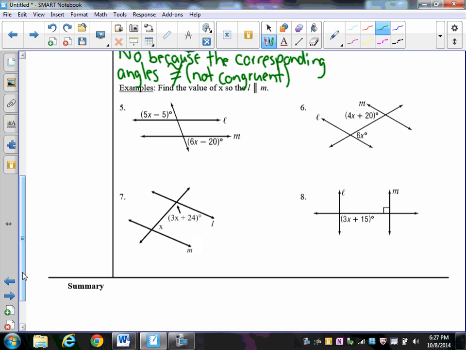So let's keep going. Let's try these other examples. So let's read the directions first. Find the value of x so that line L is parallel to line M. So we're finding the value of x. We're going to do 5 and 8. I want you to try 6 and 7 on your own.